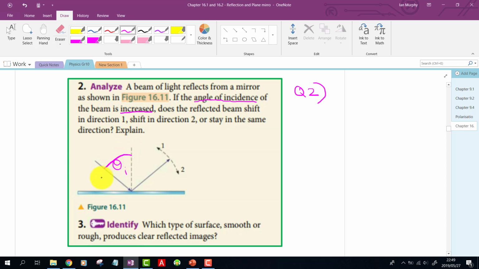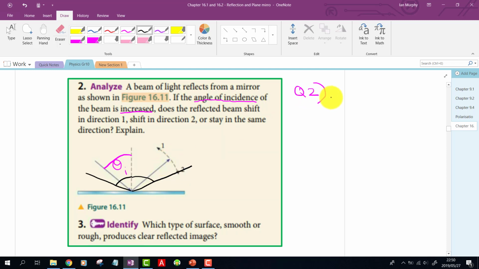So if we have a new ray coming in, maybe the line will be something like that. Then we know that the angle of incidence will always equal the angle of reflection, so we'll have an angle of that size, and this ray should be going at about the same angle, so that those two are about the same size. Sorry if they're not drawn very accurately, but we can clearly see that if this angle increases, that angle will also increase, and therefore it will move in direction 2.